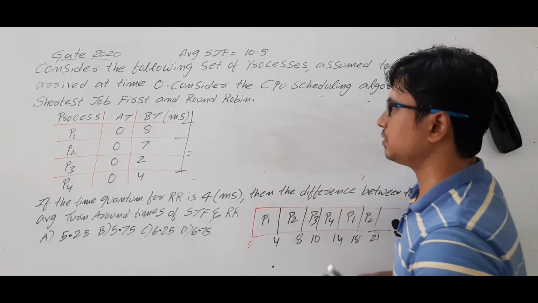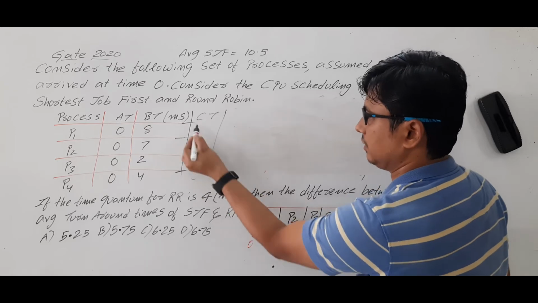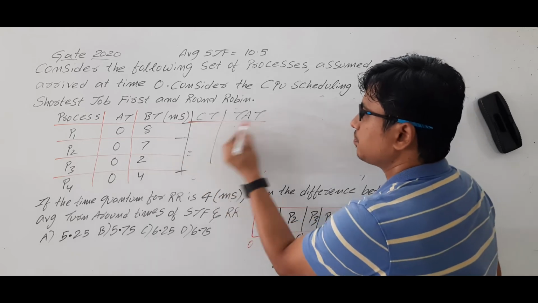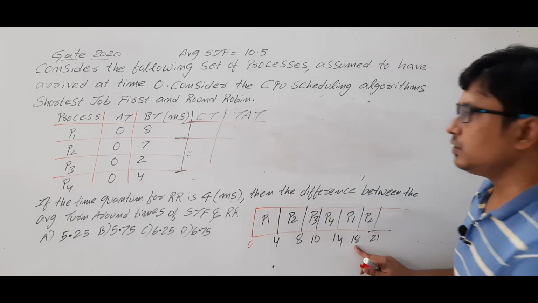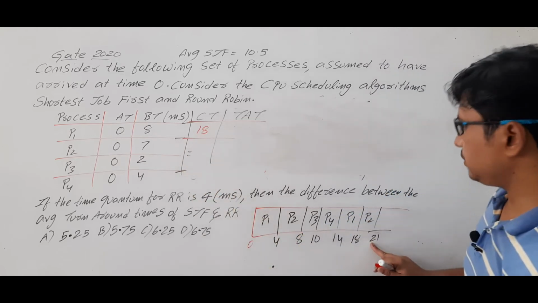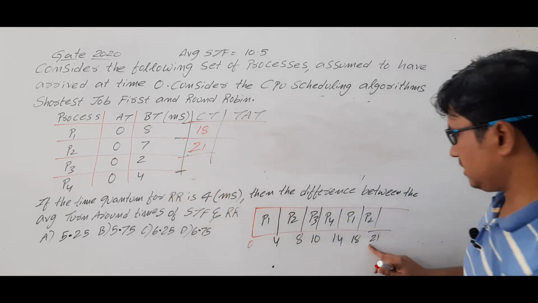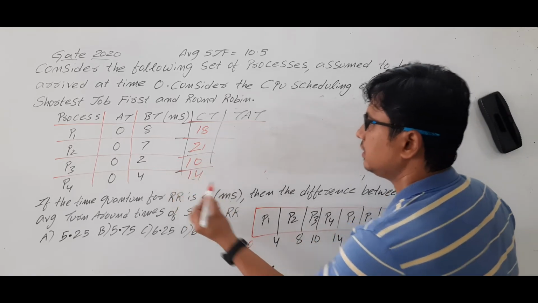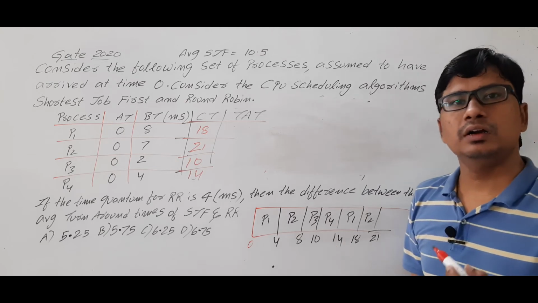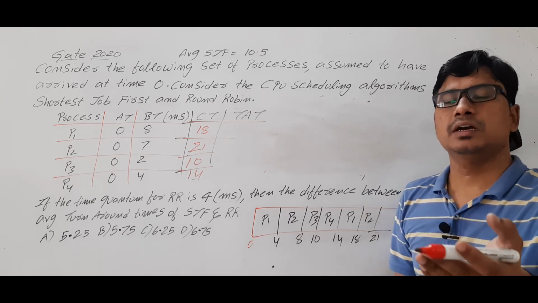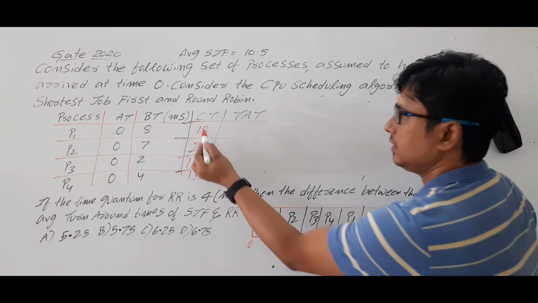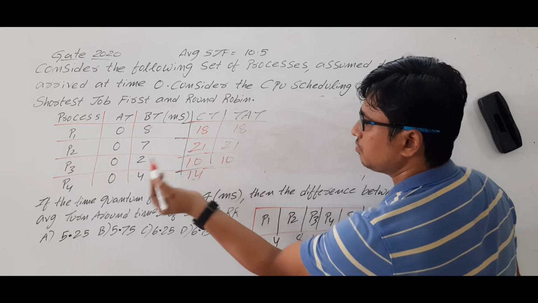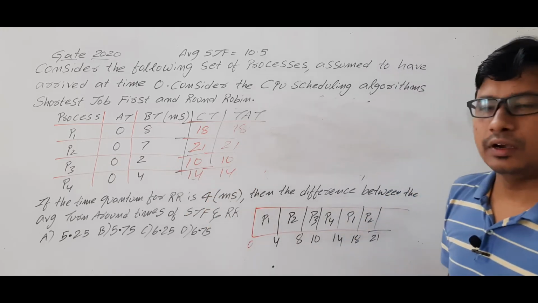Then we can easily compute the turnaround time and average turnaround time. Now look at P1, which completed its task at 18 units of time. P2 at 21 milliseconds. P3 at 10 milliseconds. P4 at 14. Okay. Then how can we compute the turnaround time? Turnaround time is completion time minus arrival time. 18 minus 0 is 18, 21 minus 0 is 21, 10 minus 0 is 10, 14 minus 0 is 14 only.